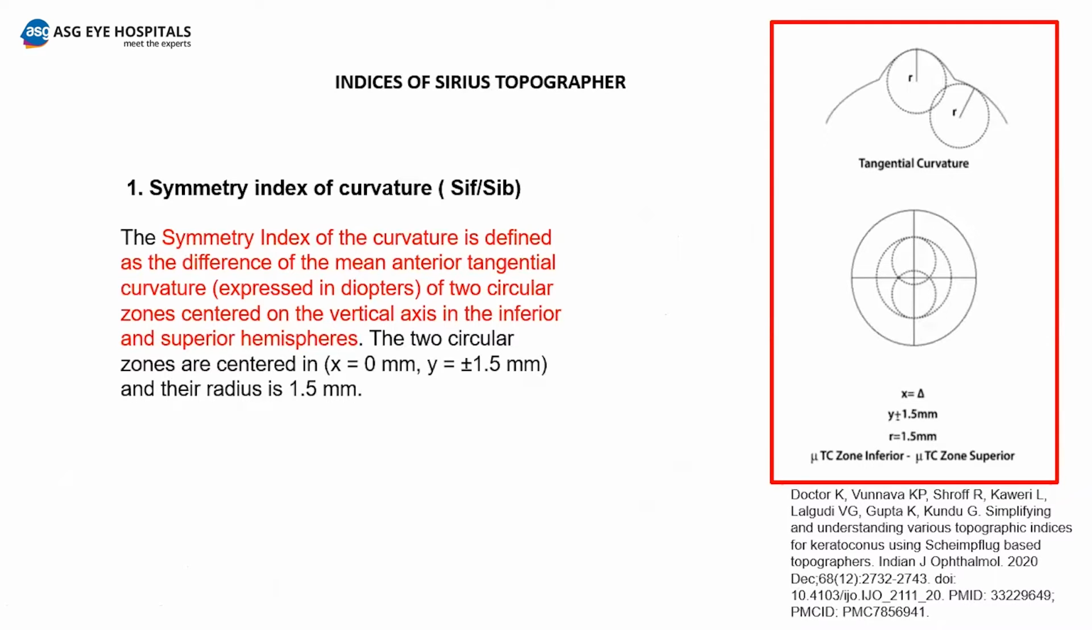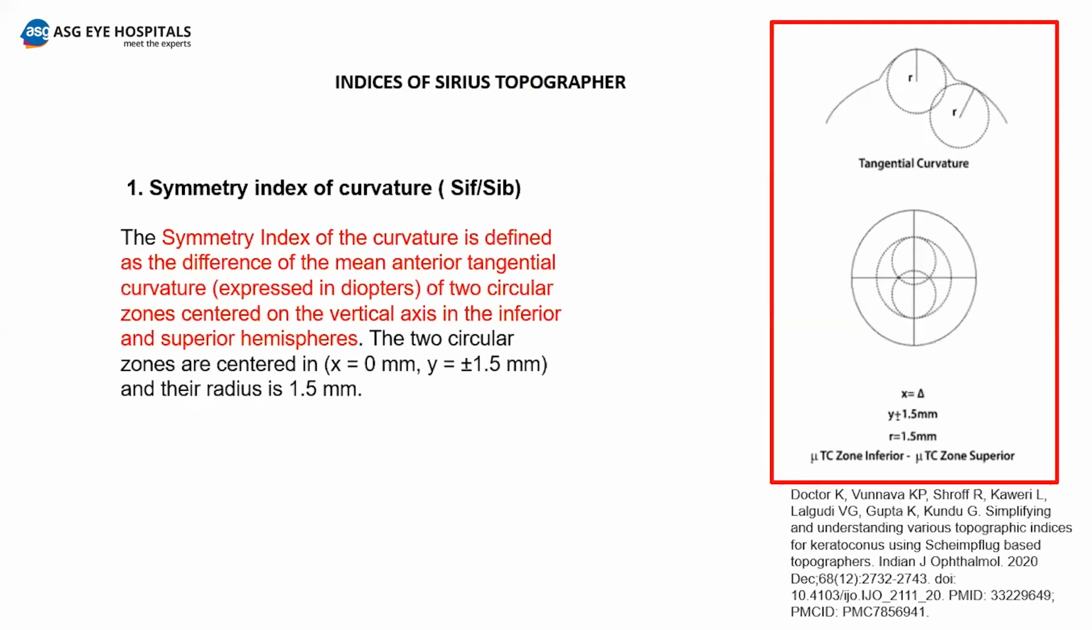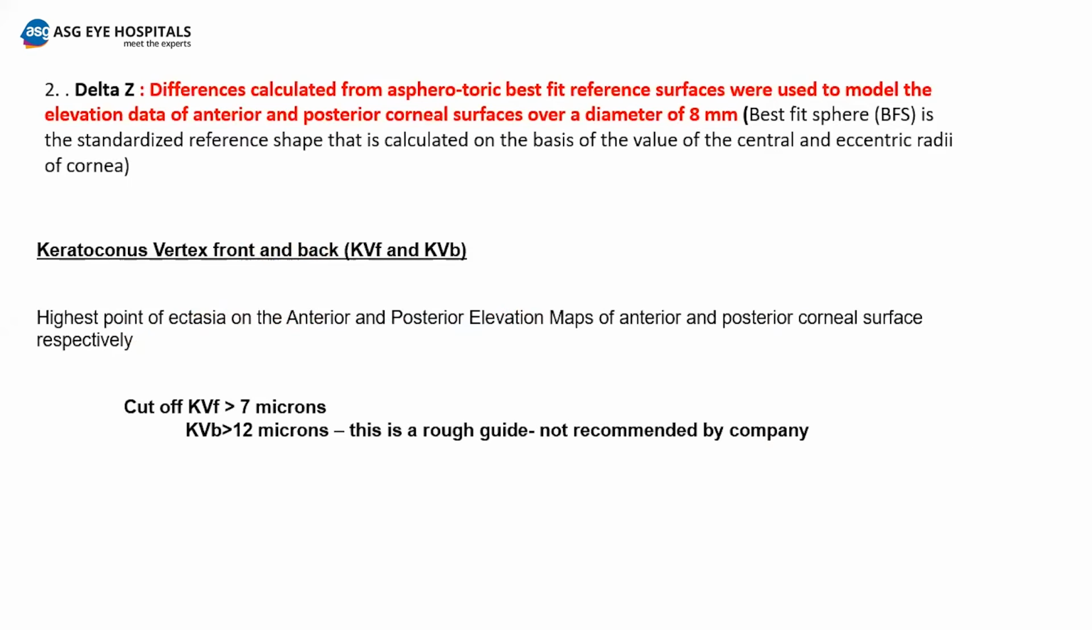Now we come to the indices specifically for Sirius topography. The SIF and the SIB are the difference in the tangential curvature maps, inferior minus superior, in the front as well as the back. Then the delta Z, which is the elevation data over an 8 mm diameter of the anterior and posterior surfaces. The best fit sphere is a toric best fit sphere, in which the highest point is KVF and KVB. Whenever you read Sirius reports, try to understand what SIF, SIB, KVF and KVB are.